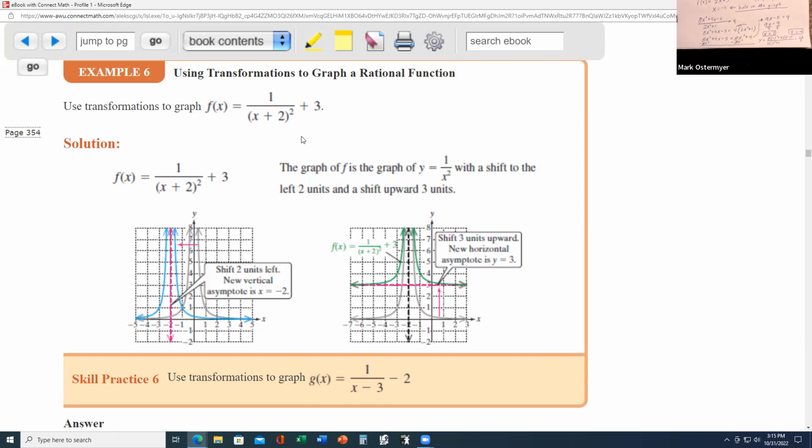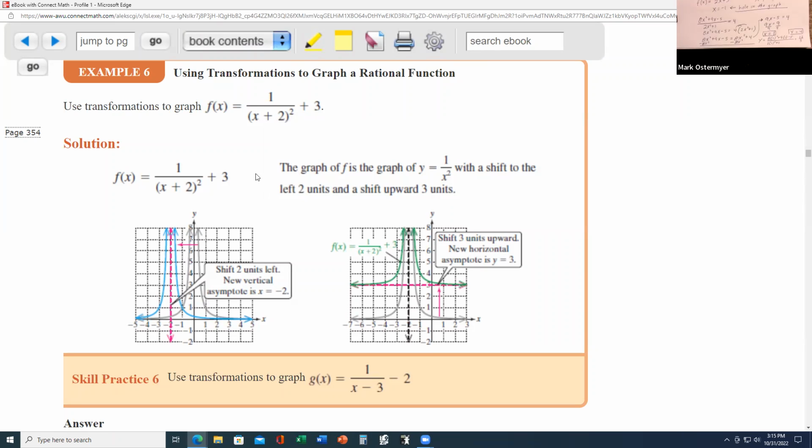And can anybody explain to me what has happened to the graph of y equals 1 over x to get the graph of this more complicated rational function? What does this x plus 2 signify? What type of transformation has occurred for the basic rational function 1 over x, if I got x plus 2 here? In other words, if I form a new function called f of x plus 2, what happens to the graph? Do you remember? Shift left 2.